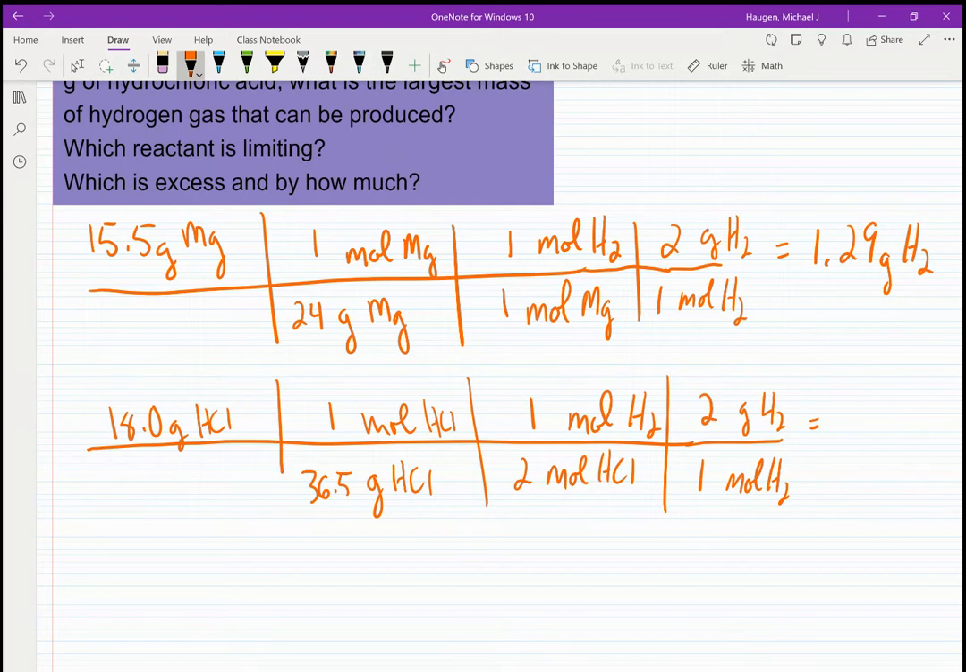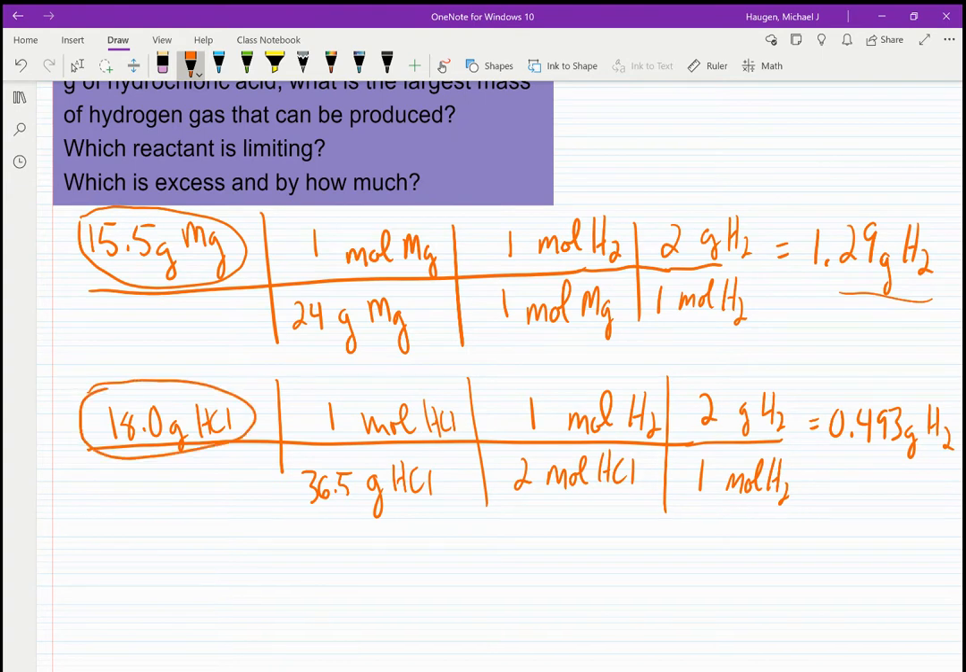So when I calculate this out, I end up getting 0.493 grams of hydrogen gas. So what we're asking here is, if I were to use all of this magnesium up, this is how much hydrogen I would produce. If I use all of this hydrochloric acid up, this is how much hydrogen I would produce. So this tells me that my hydrochloric acid is going to run out first. Because I produce a lower amount of hydrogen gas, it tells me that this hydrochloric acid is the limiting reactant.